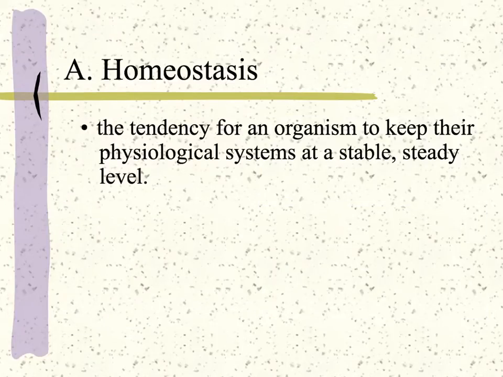So let's first introduce the concept of homeostasis. Homeostasis is the tendency for an organism to keep their physiological system at a stable, steady level. The drive reduction theory seeks to maintain homeostasis. All right, so if you're thirsty, you'll drink. If you're hungry, you'll eat. And that will maintain a physiological equilibrium known as homeostasis.